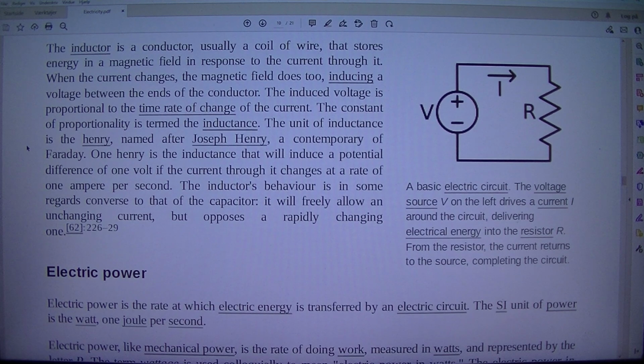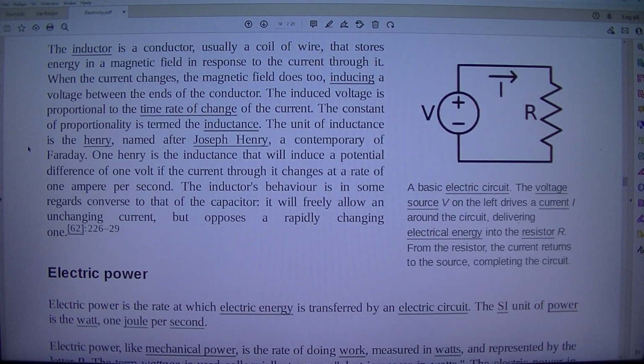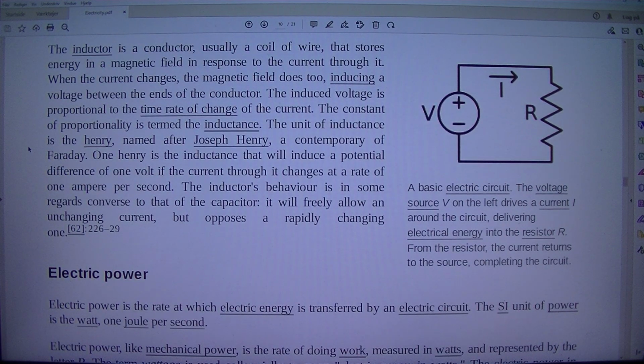But I think I should download this on electric motors and this Hans Christian Ørsted. He's Danish, from my country. Probably I should read about him. But let's just continue.